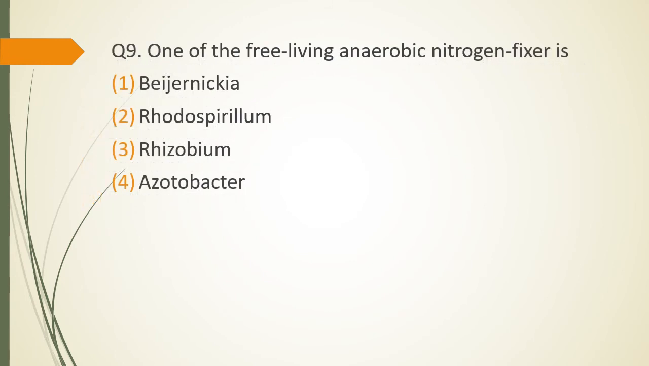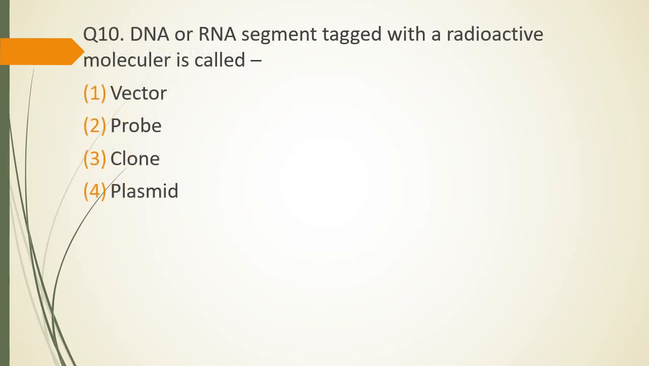Question number 9. One of the free-living anaerobic nitrogen fixer is Beijerinckia, Rhodospirillum, Rhizobium, Azotobacter. Free-living anaerobic nitrogen fixer. The correct answer is option 2, Rhodospirillum. Question number 10. DNA or RNA segment tagged with a radioactive molecule is called vector, probe, clone, plasmid. The correct answer is option 2, probe.